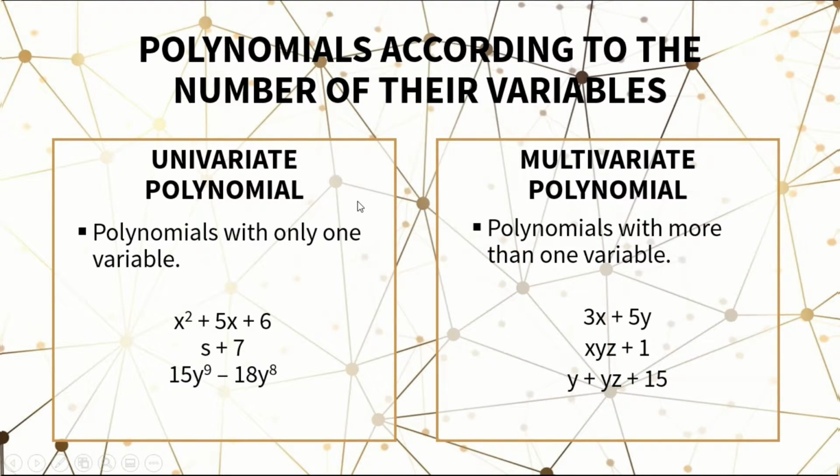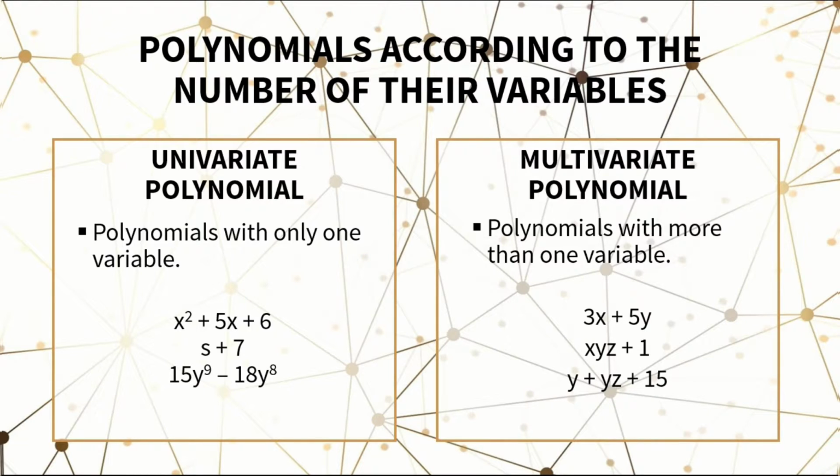A univariate polynomial is a polynomial with only one variable. So, sa examples dito, mapapansin mo, sa isang expression na ito, isa lang yung variable na ginamit. Same with here, which is s lang yung ginamit, at dito, y lang yung ginamit na variable. So, basta isa lang yung variable na ginamit, automatic univariate polynomial na siya.